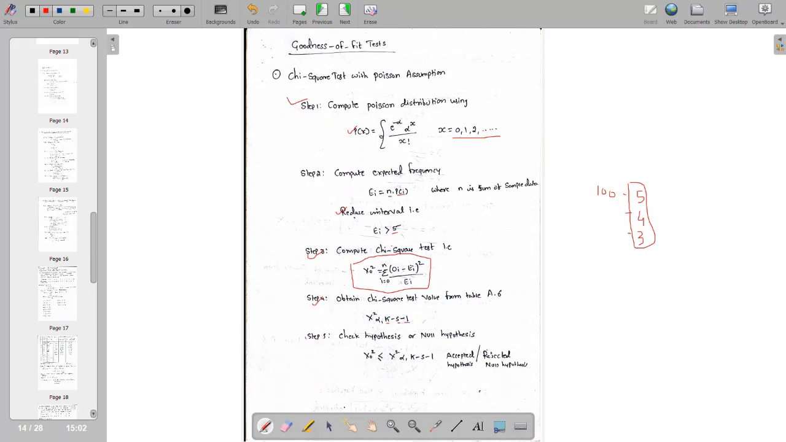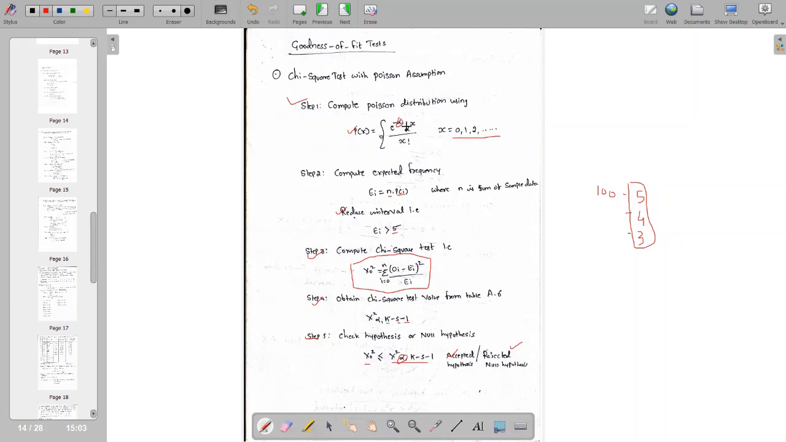Then the last step: check whether the random numbers are uniformly distributed or not. That is, your chi-square test should always be less than or equal to the critical value obtained from table A6. If it is less, then we say it is accepted, otherwise we say it is rejected. This alpha we call the level of significance. This alpha we call the mean or critical value.